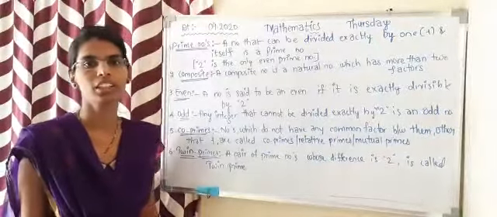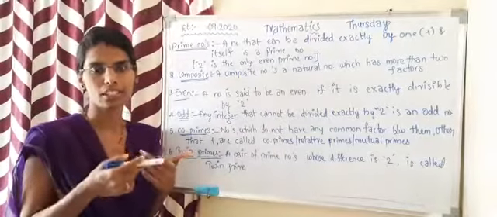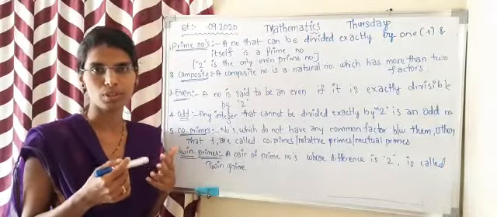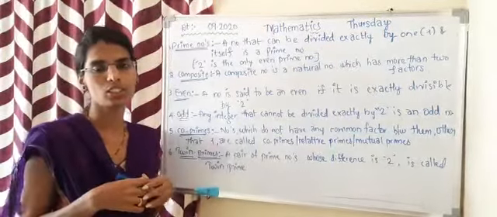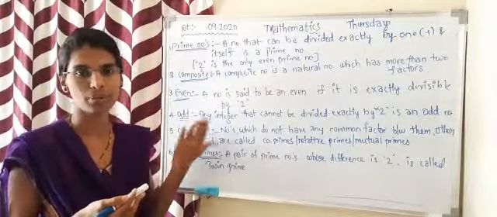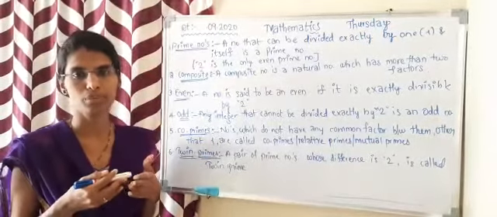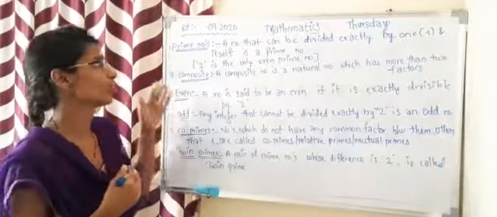Good morning, everyone. In yesterday's class, we have seen different types of numbers like rational numbers, irrational numbers, real numbers, whole numbers, natural numbers, integers. In today's class, we'll explore the other types of numbers, which are prime numbers, composite numbers, odd numbers, even numbers, co-primes, and twin primes. First, let's move into prime numbers.